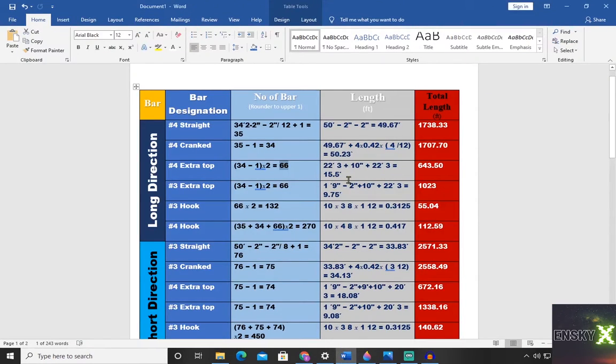So here is the 22 feet divided by 3, we have to put divided here, then we have to put divided here, then plus 10 inch, then we are going to get 15.5 feet. Then we have to multiply it by 66, and then we are getting the total length 643.50 feet.